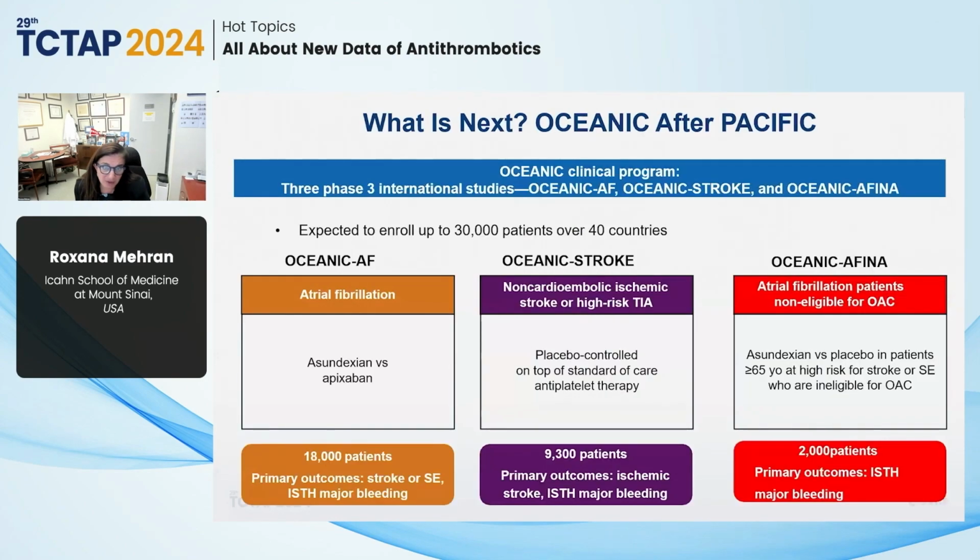And we know that the phase 3 programs were well underway with OCEANIC-AF, with large numbers of patients, 18,000, asundexian versus apixaban, and OCEANIC-STROKE, and OCEANIC-AFINA in those patients who are not eligible for oral anticoagulant. We also learned this last year that, due to lack of efficacy, OCEANIC-AF was stopped early. The other programs: AFINA is on hold and hasn't started enrolling, but OCEANIC-STROKE continues to enroll.